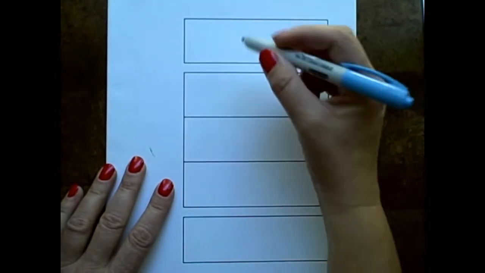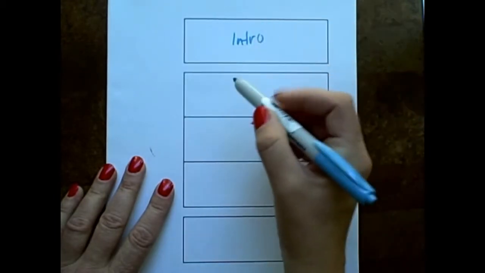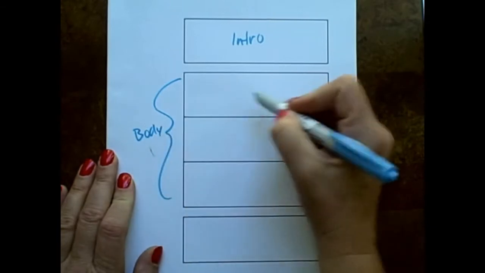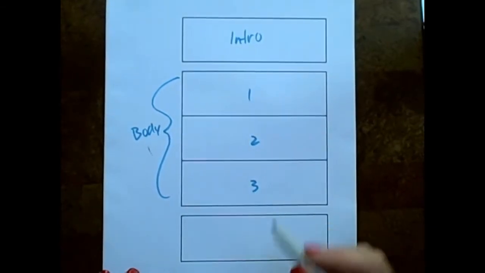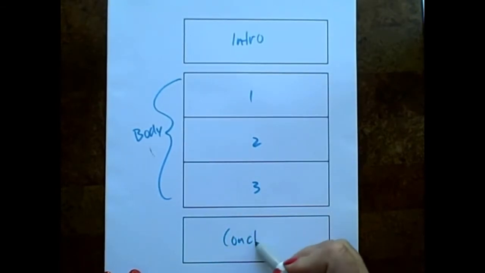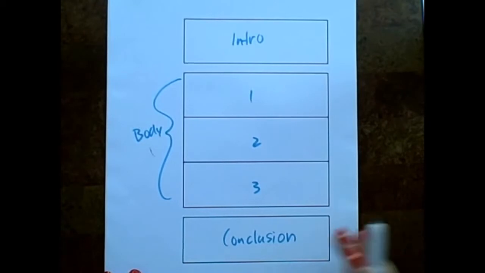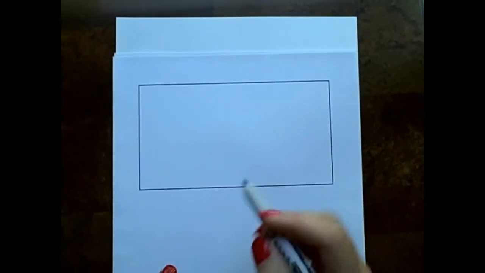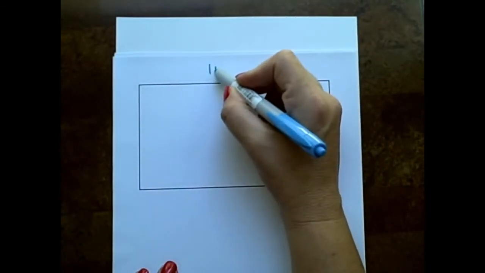You begin with an introductory paragraph, then you have 3 body paragraphs, and finally you have a conclusion. Pretty simple. Let's look more closely at each of these parts. Let's talk about the introduction.